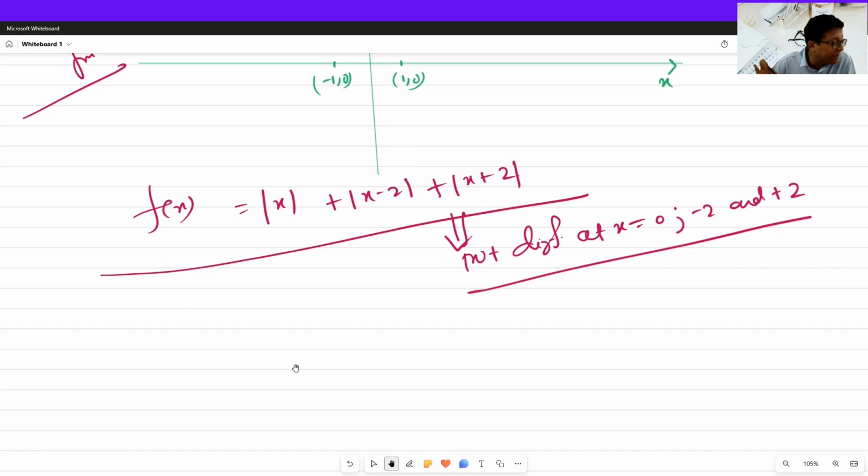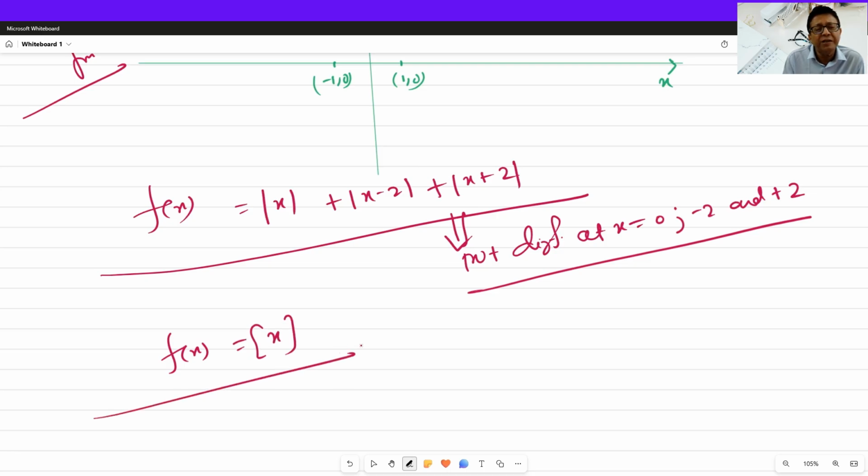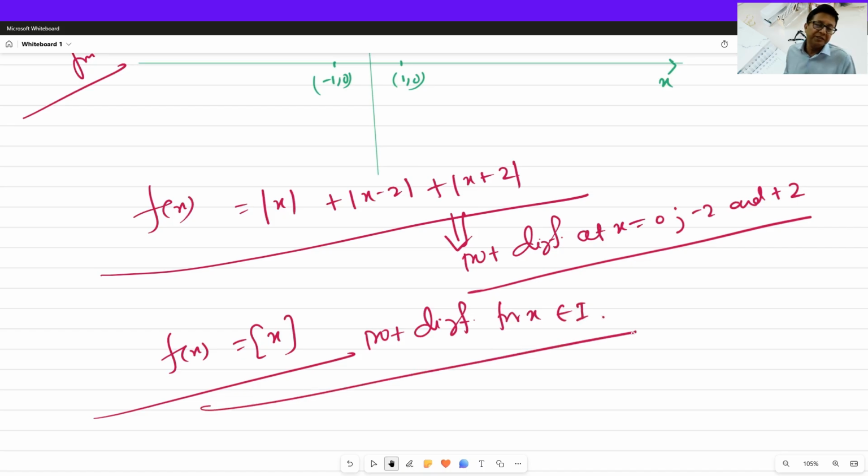You can proceed this way for any modular function. There is no chance of differentiability. If f(x) equal to modulo x, it is not differentiable at any point. No, not differentiable for x belongs to I, the set of integers. Otherwise, it is differentiable. Why?